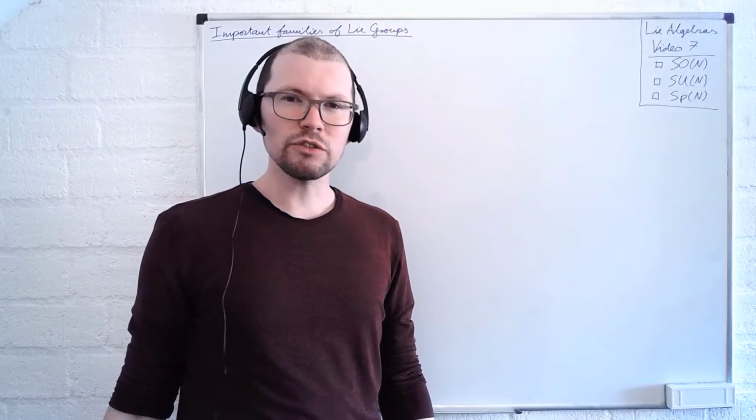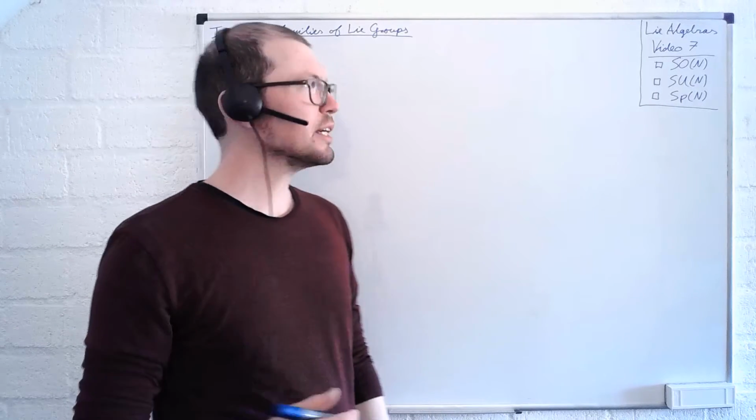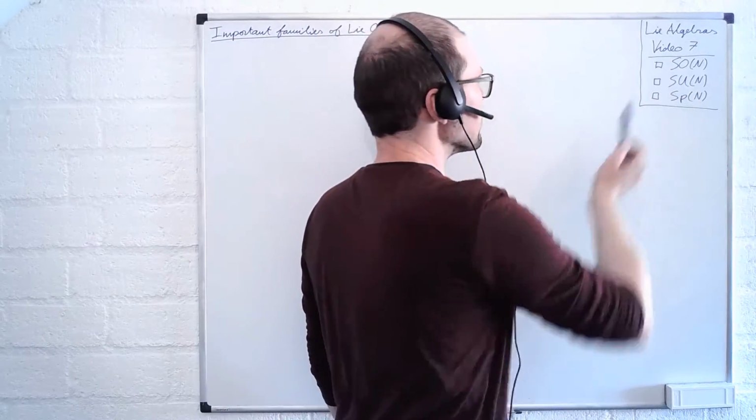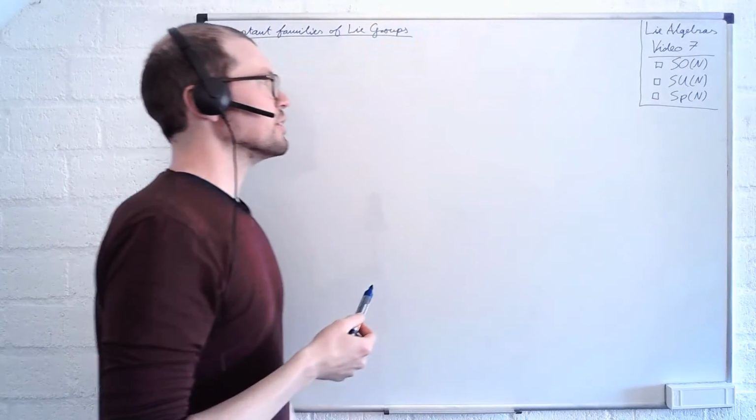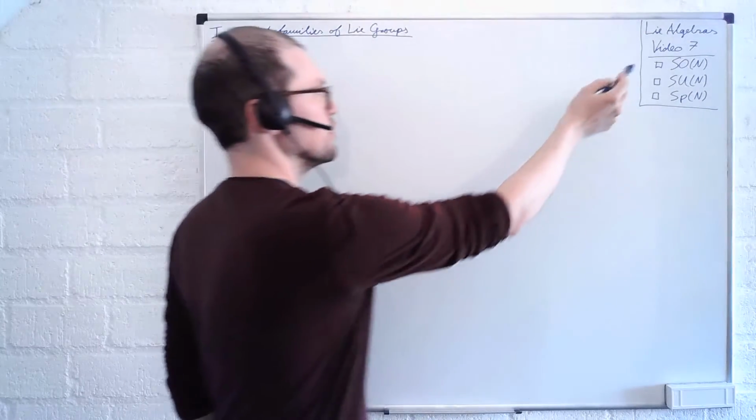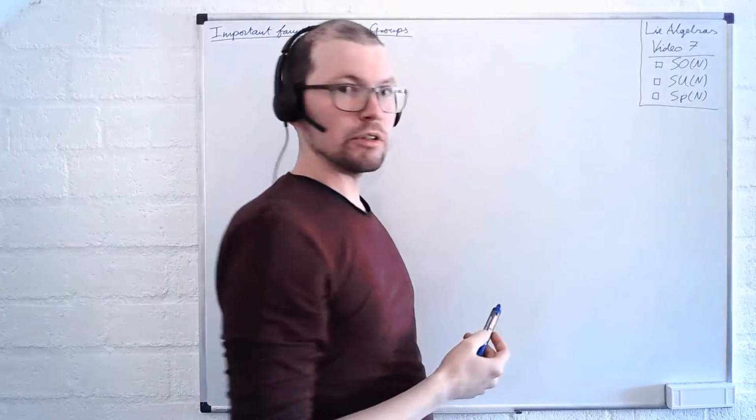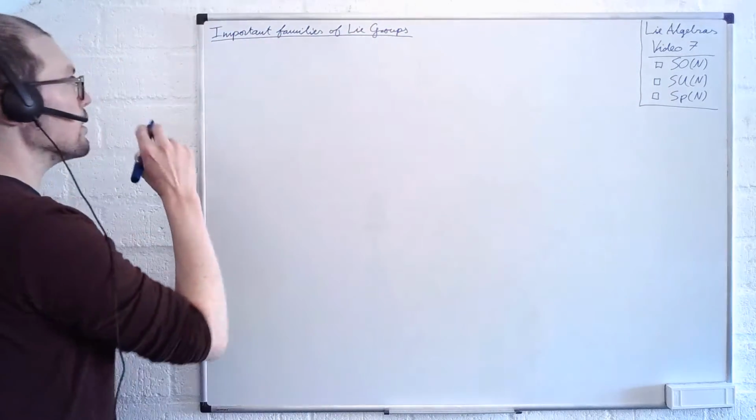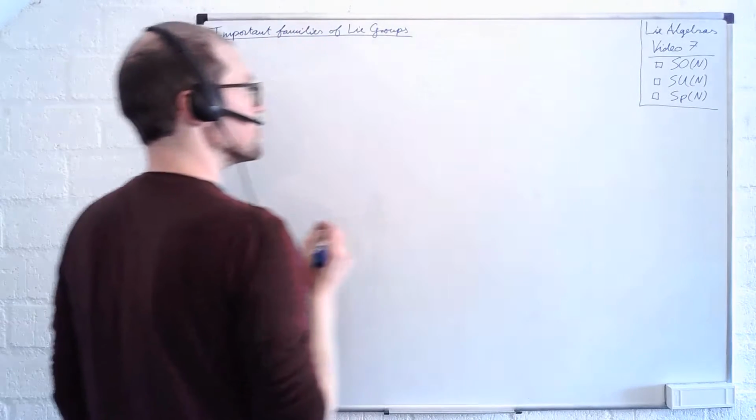Okay, to finish this introduction on Lie groups and Lie algebras, I'm going to look at three important families of Lie groups that you encounter quite a lot. At least the first two, so the special orthogonal and the special unitary groups. So let's start with the special orthogonal groups.